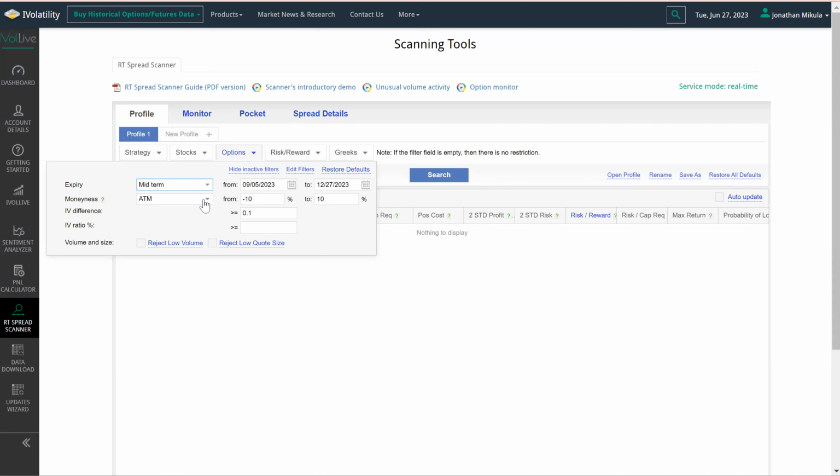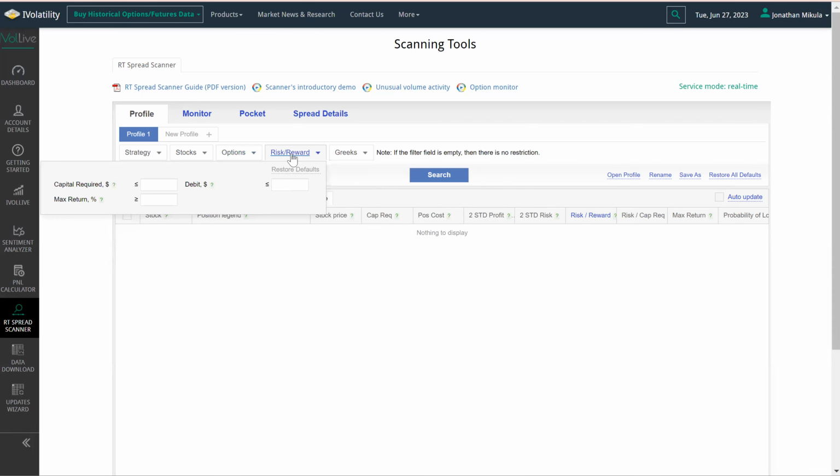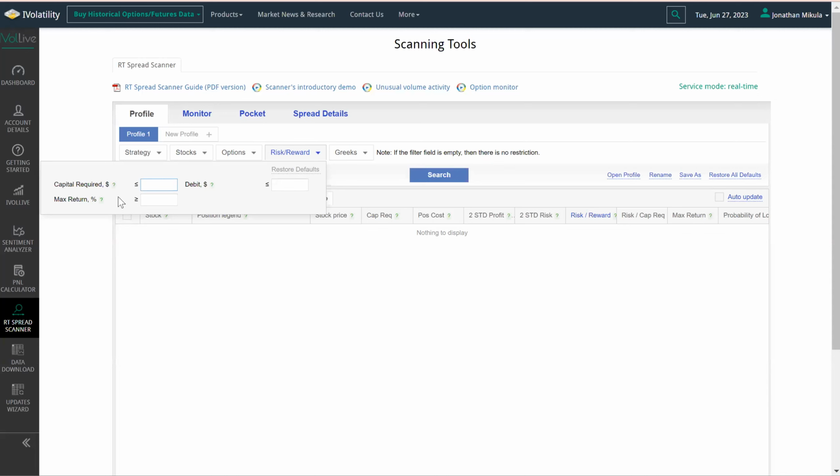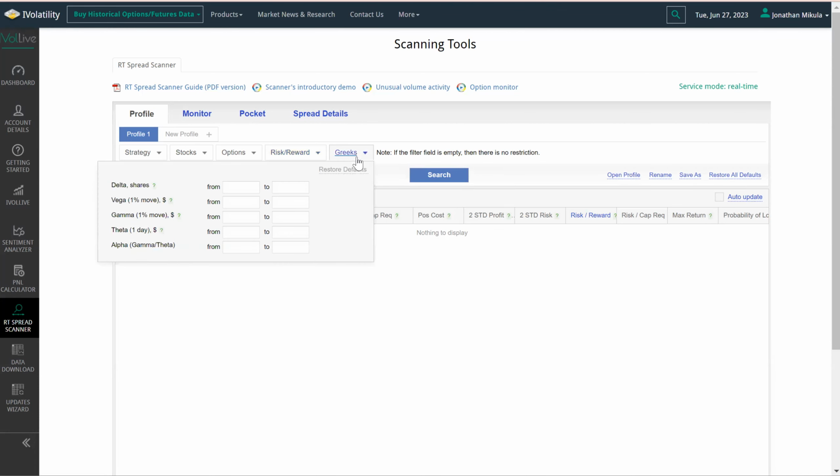And then moneyness at the money, just leave that as is. Risk reward, again, as you get really familiar with the platform, you could decide, hey, I don't want to look at any trades that have more than $2,500 required in terms of capital. Or I only want to see something with a max return greater than 50%. So those are the different things that you can specify, again, as you get more comfortable.